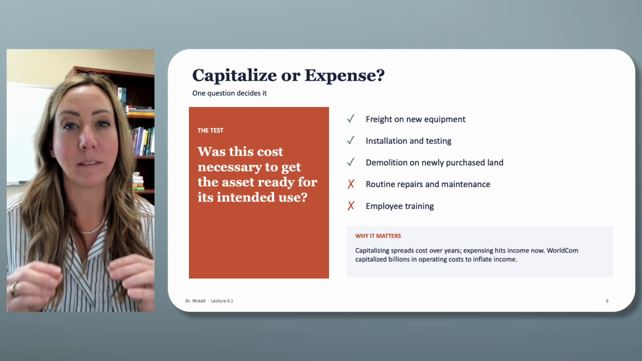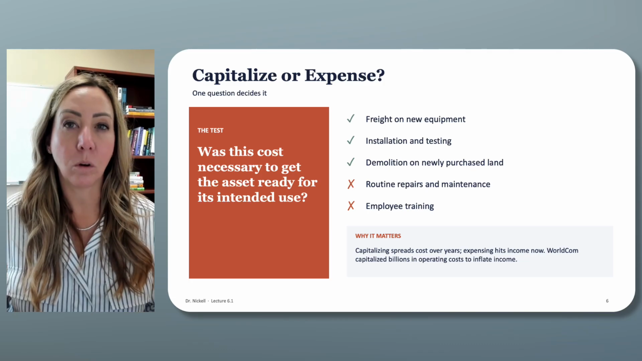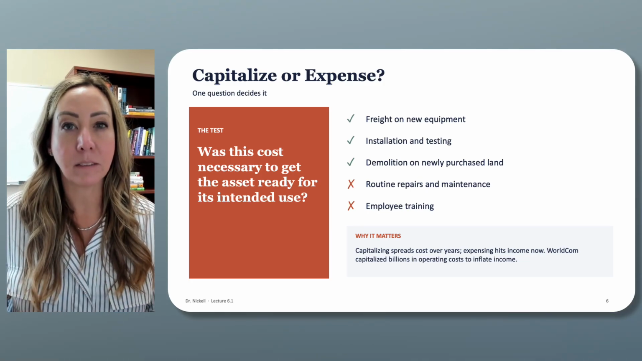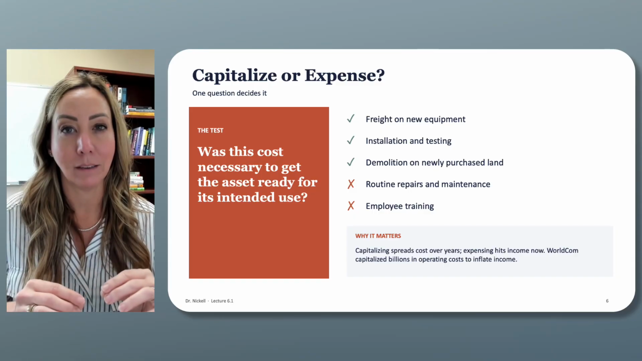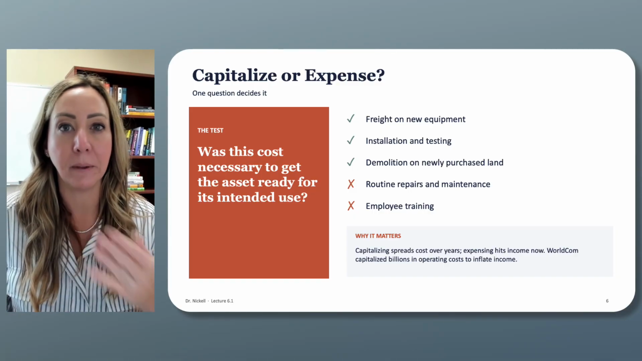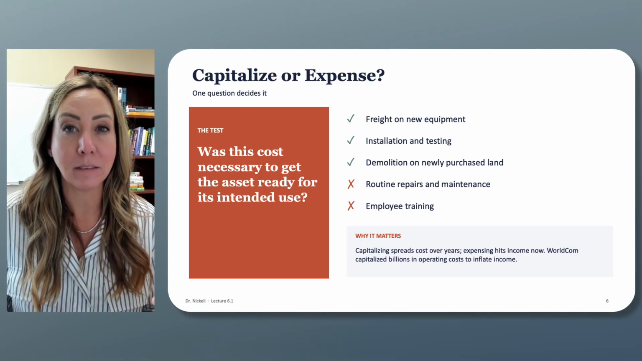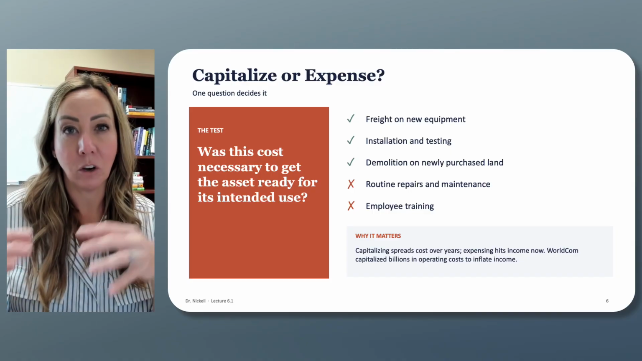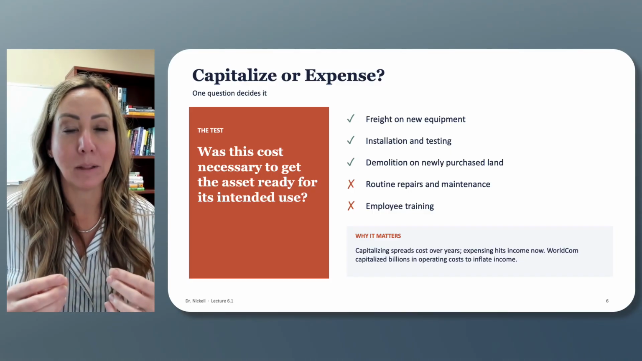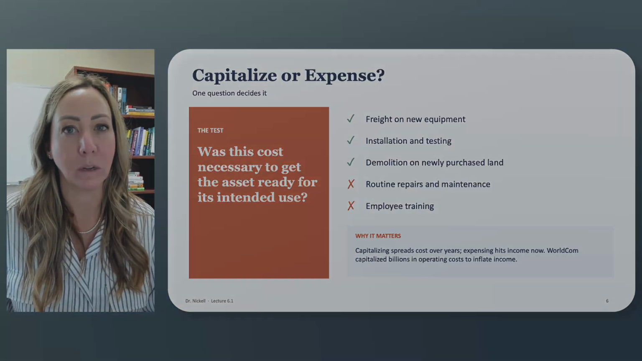And let me tell you why this matters so much. Capitalizing a cost spreads it over many years. We'll call it an asset now and slowly recognize the cost over time. Expensing it hits income immediately. That difference is exactly what WorldCom exploited in one of the biggest frauds in history. They capitalized billions of dollars of operating expenses and ordinary costs to make income look stronger than it was. When analysts see capitalized costs growing faster than the business, they start asking hard questions.